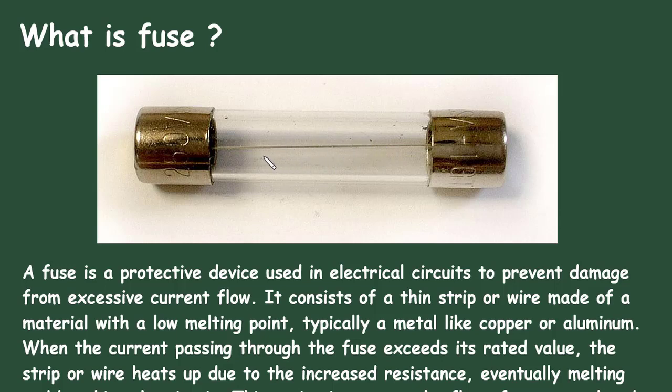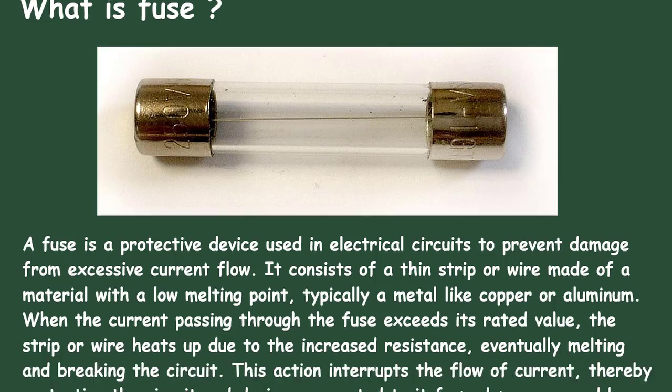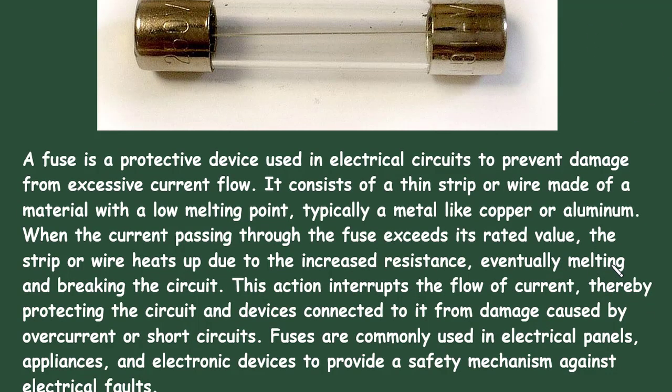When the current passing through the fuse exceeds its rated value, the strip or wire heats up due to the increased resistance. So it has some resistance, but for normal current it will not burn. It will allow the current to flow. But when excessive current flows, at that time it gets heated up and breaks down, eventually melting and breaking the circuit.